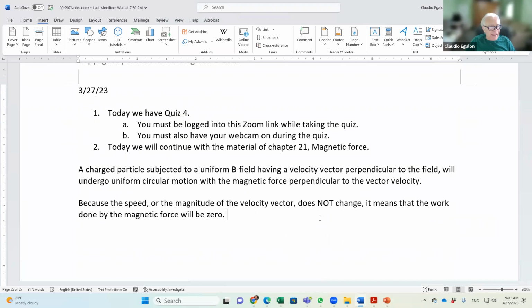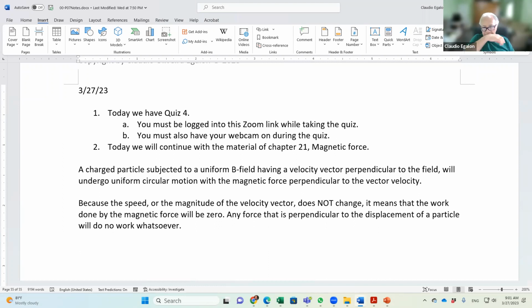Remember, any force that is perpendicular to the displacement, that is physics 6, right? The displacement of a particle will do no work whatsoever. What else can we do?